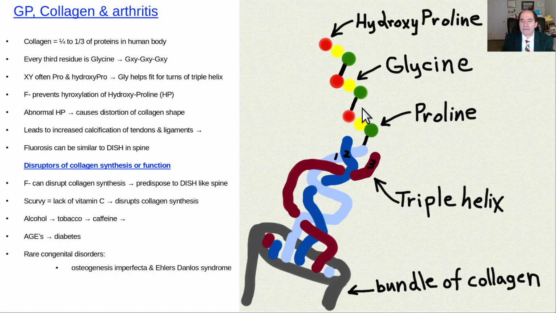It'll also then lead to the collagen in the body having an increased tendency, especially in tendons and ligaments, to become calcified, which can cause something called DISH in the spine, diffuse idiopathic skeletal hyperostosis. They'll call it fluorosis, but it's very similar to DISH. Anyways, it's bad for your spine. It's bad for your entire body. So I just wanted you to get this point.